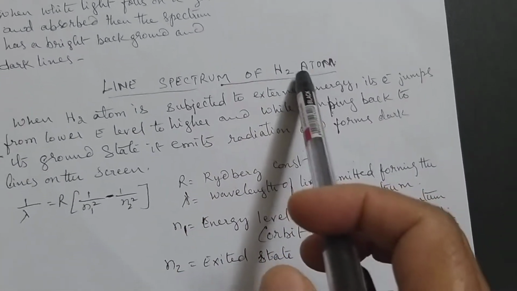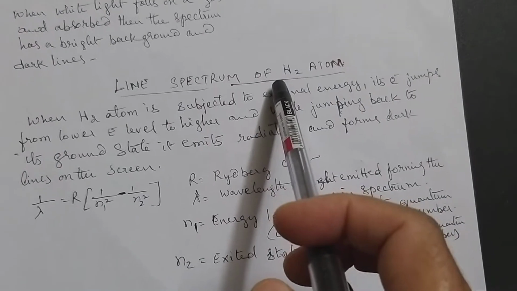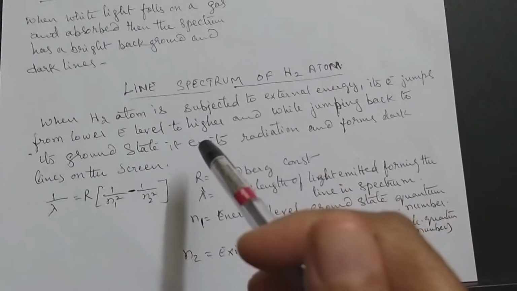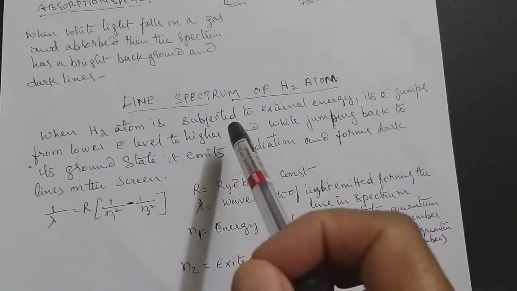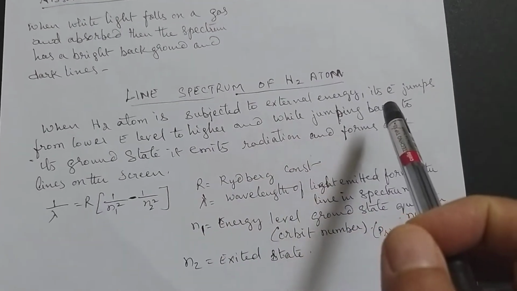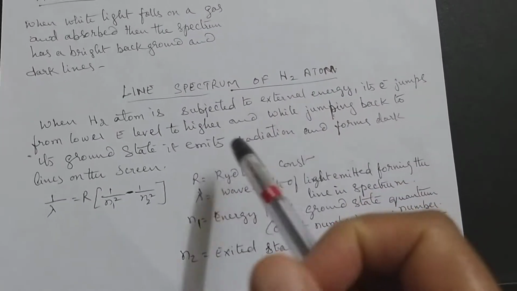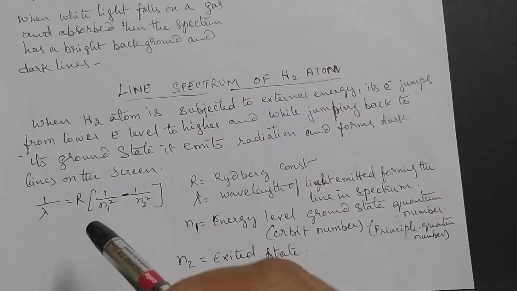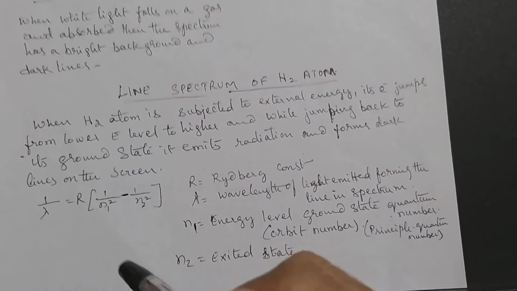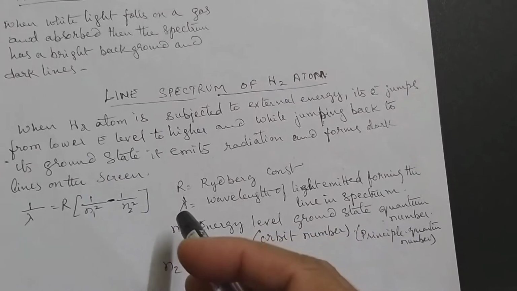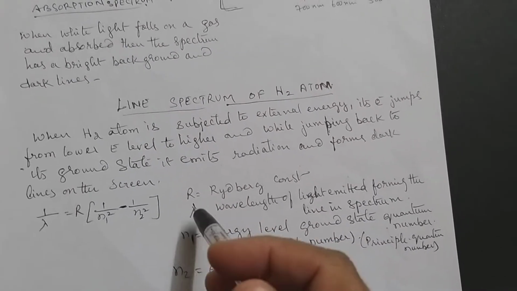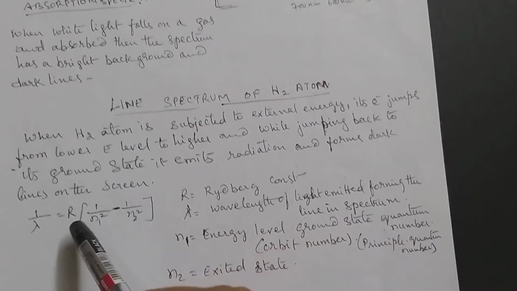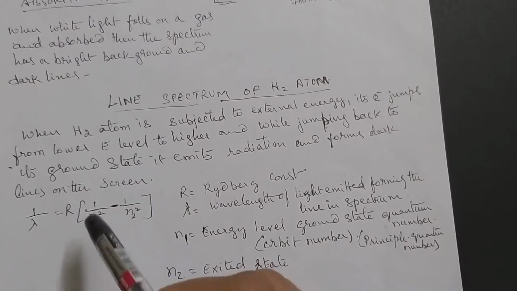Now regarding hydrogen, hydrogen has a single proton and a single electron revolving around it. The hydrogen atom, when subjected to external energy, the single electron jumps to higher energy levels. While jumping back to the ground state, it emits radiation. Whether it is an absorption spectrum or an emission spectrum, the position of the lines, that means the wavelengths, is the same. Each line corresponds to one wavelength, that we must understand.